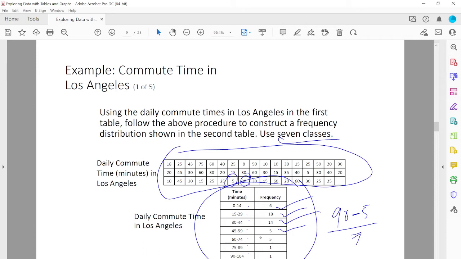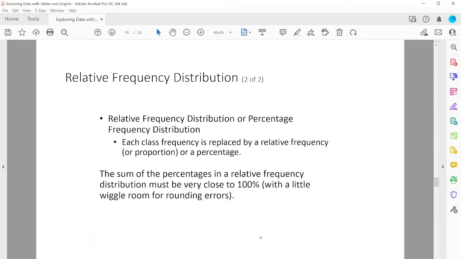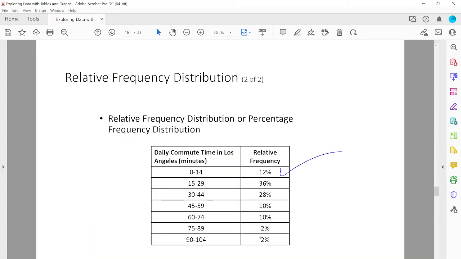For finding the relative frequency, it's 6 divided by 50. If you want to find the percentage, multiply this by 100%. That gives you the percentage, which is 12%. That's how we find this 12%: 6 divided by 50 times 100. Similarly, the frequency for the second class divided by 50 times 100 gives you its percentage, and so on.